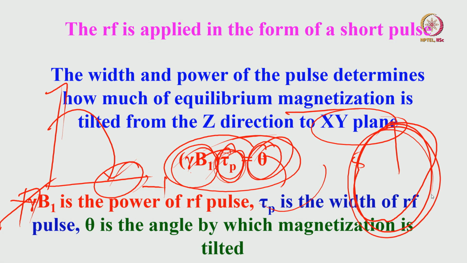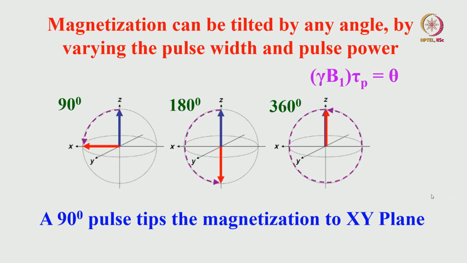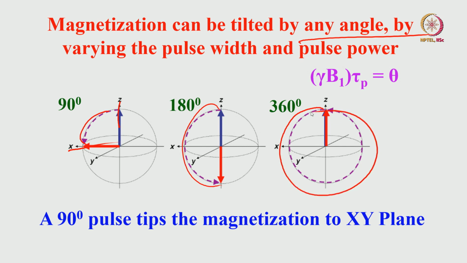It can dance to the tunes. That is what we do. And this is what happens. The magnetization can be tilted by any angle by varying the pulse width and the power. Initially, let us say it is along this axis. I apply a radio frequency pulse along the y axis, I can bring it to here. Apply a 180 pulse, I bring it here. Apply a 360 pulse, I take it like this and take it back to the z axis.